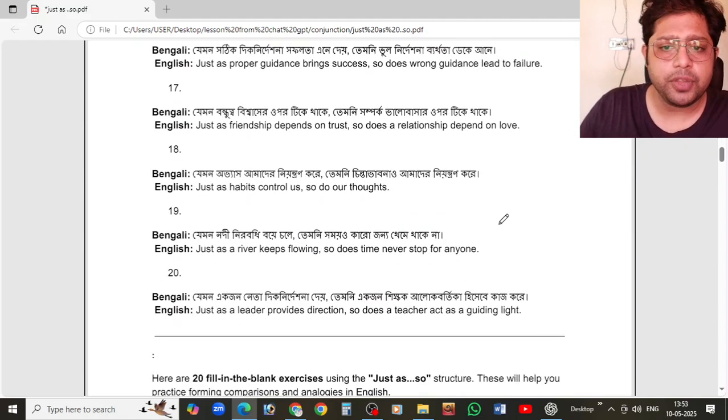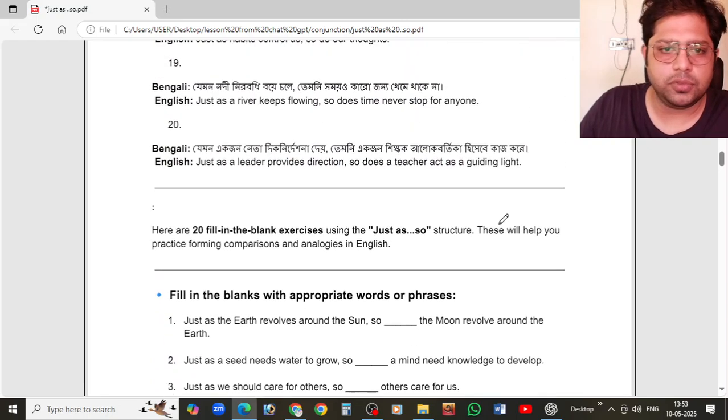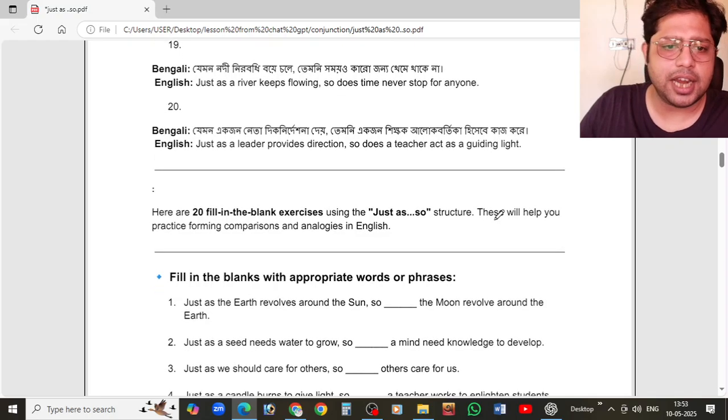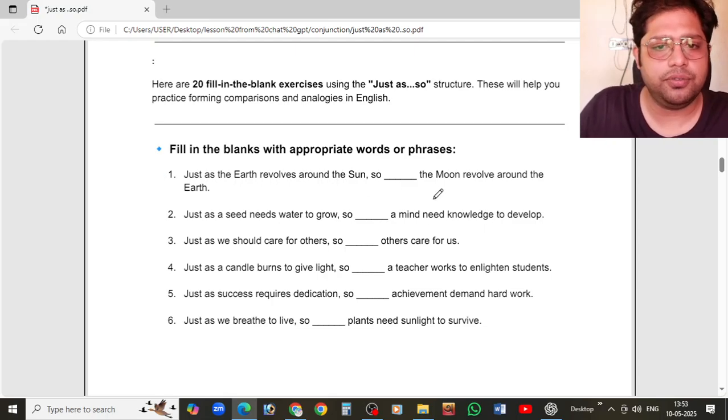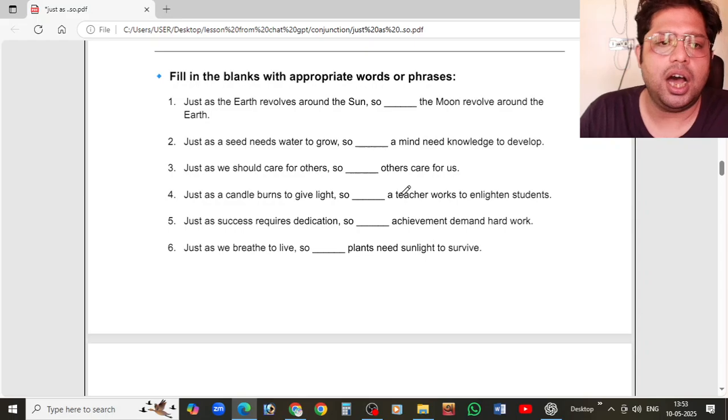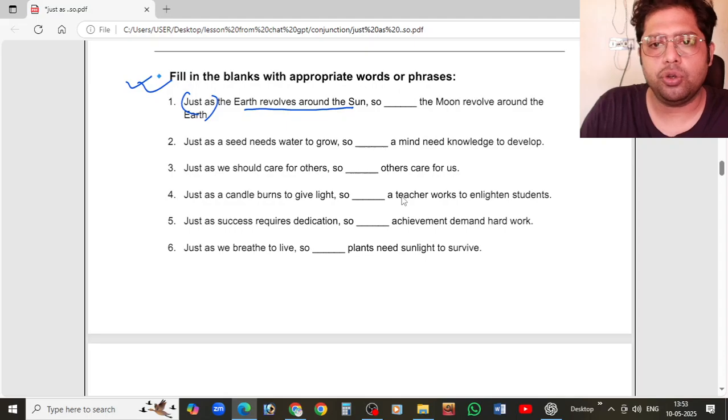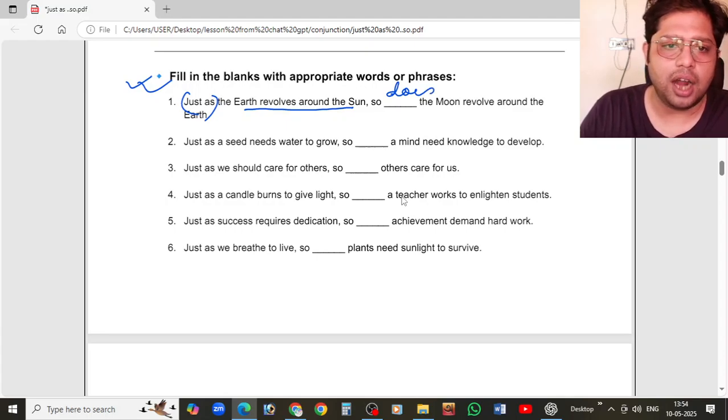Okay, it will give you the understanding. I'm not going to read all of them because the time is limited. You can understand. And now let us do some fill in the blanks. Okay. Here are some fill in the blanks. So you can see that just as the earth revolves around the sun, so does the moon revolve around the earth.